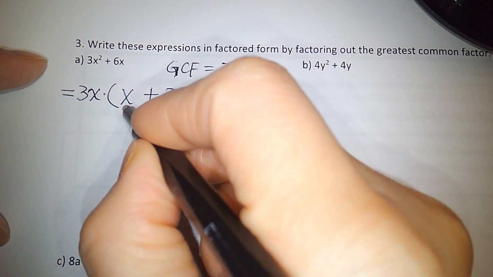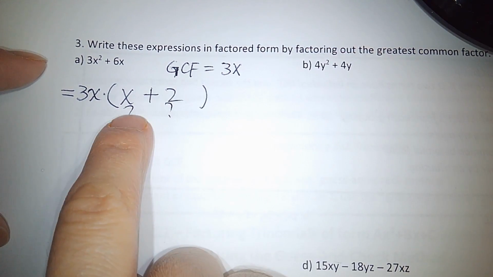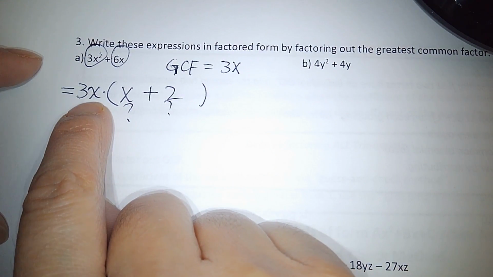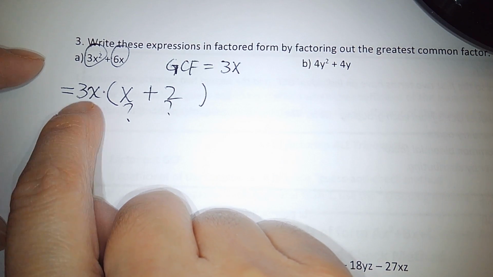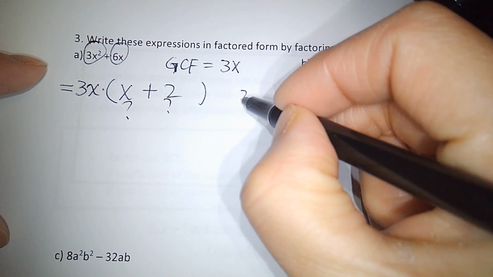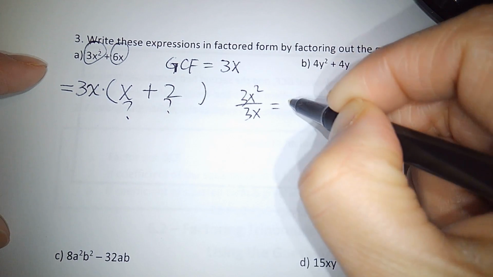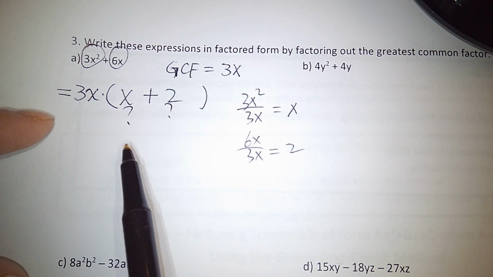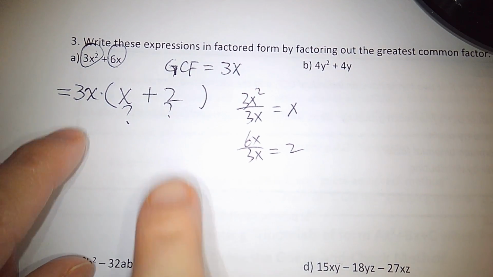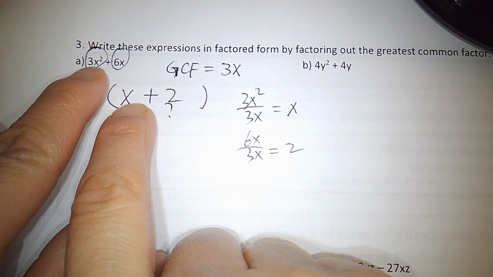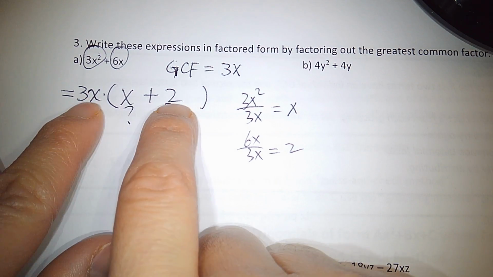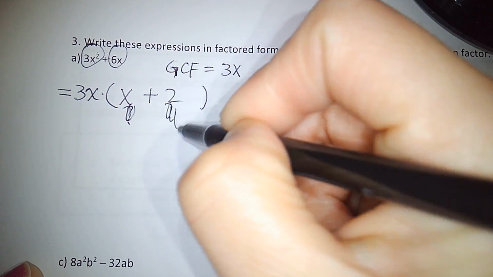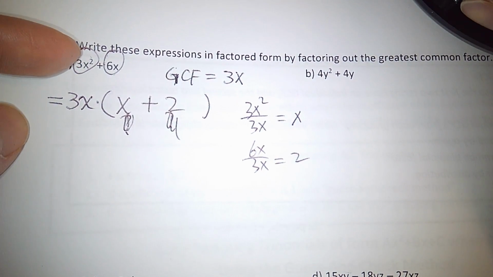Another way, if you know how to figure these terms, what should we do? We use the original terms divided by the 3x. What is 3x squared divided by 3x? x. What is 6x divided by 3x? Positive 2. So x plus 2, either way. Or if you say, 3x times what equals 3x squared? You know that's x. 3x times what equals 6x? That's 2. So either way, okay? Alright, so this is question A. You can try question B.